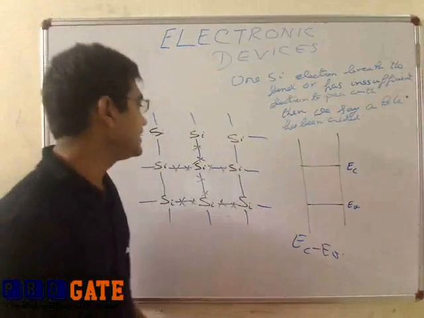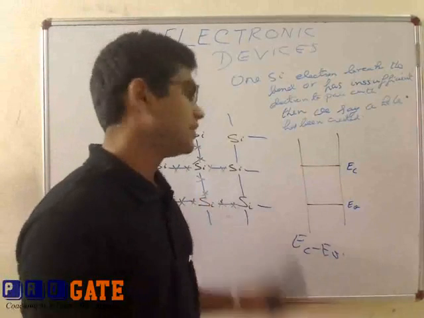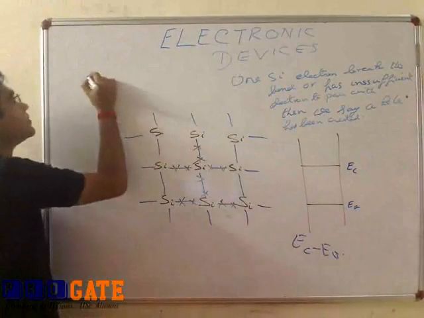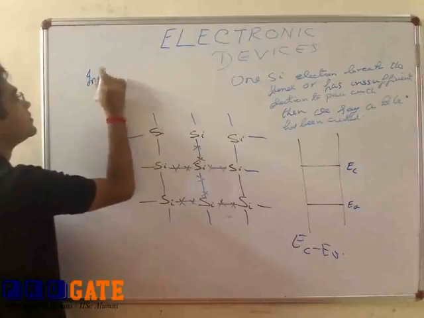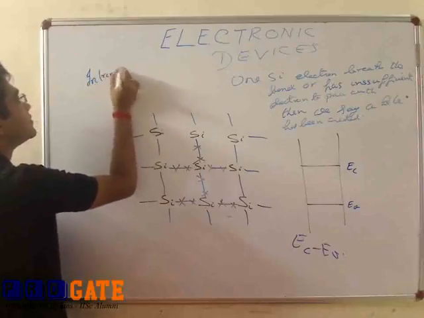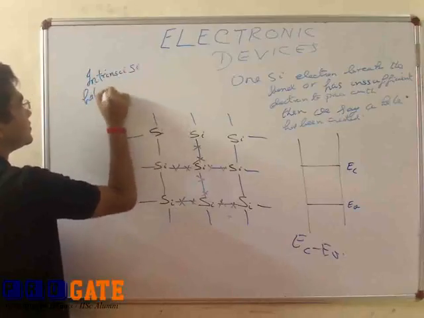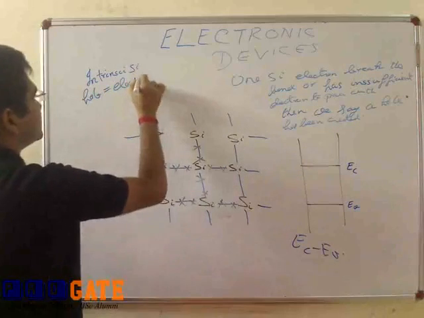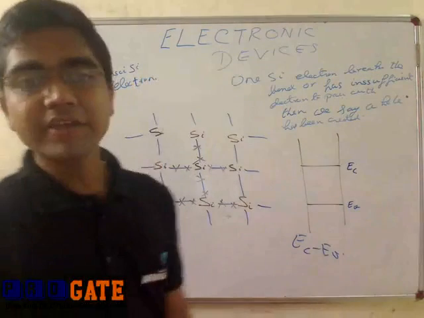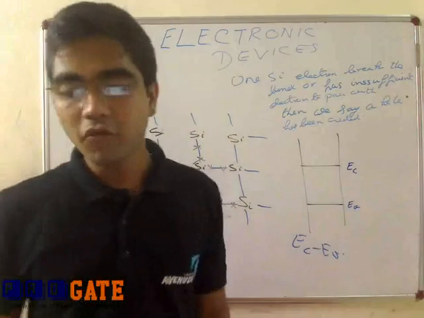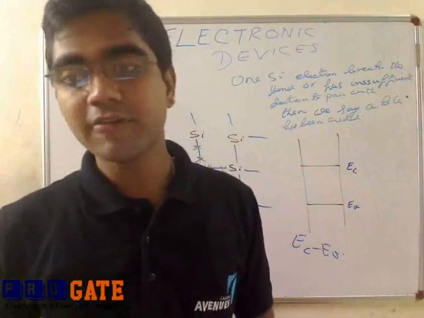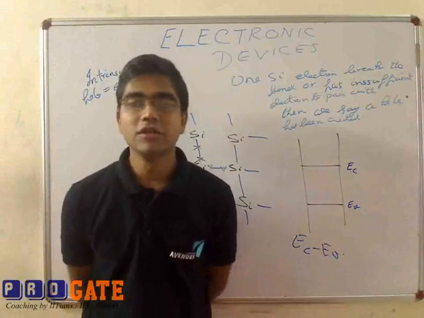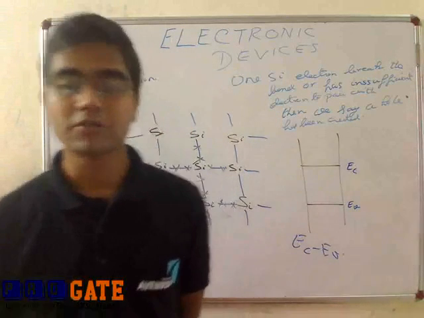Now, intrinsic means nothing is there to disturb such a kind of silicon lattice structure. In case of intrinsic silicon, the total number of holes is equal to the total number of electrons found in the semiconductor for electrical stability. Another reason is that since holes are created from electrons, obviously the total number of holes would be equal to the total number of electrons.